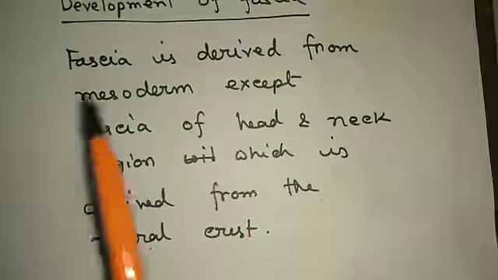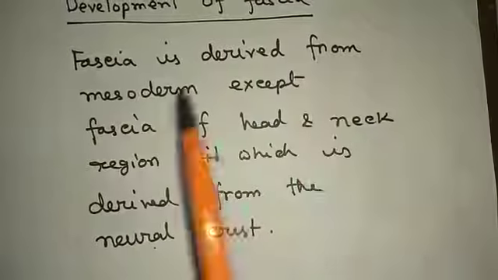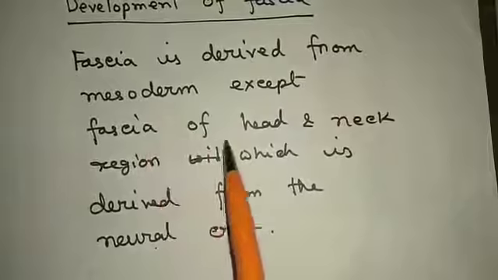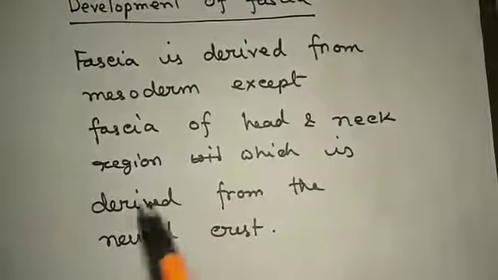Development of the fascia. Most of the fascia of the body is developed from mesoderm, except the fascia of the head and neck region, which is derived from neural crest. So this is all about the superficial fascia.